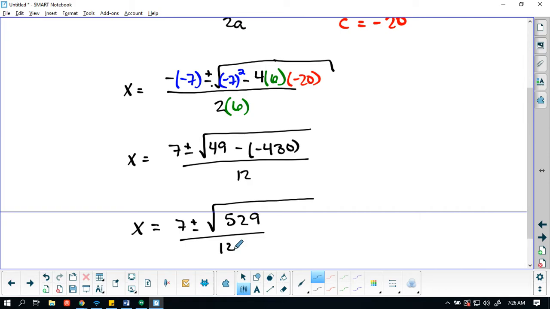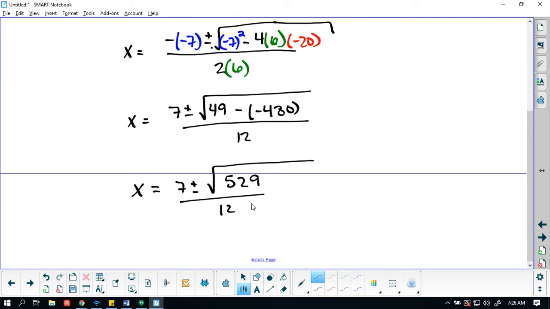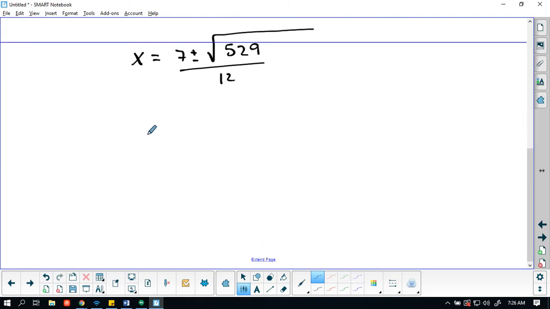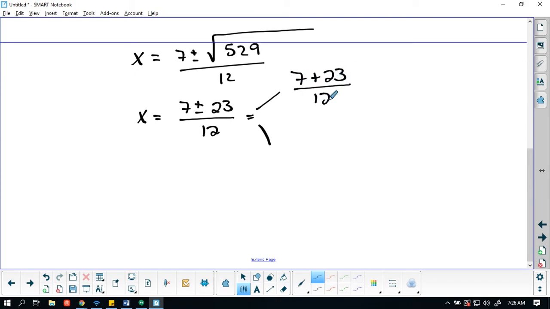And now the square root of 529 is 23. I know I had to put that on my calculator. I did not know it off the top of my head. Minus 23 divided by 12. So now we have two different solutions here. We have 7 plus 23 divided by 12, and we now have 7 minus 23 divided by 12.